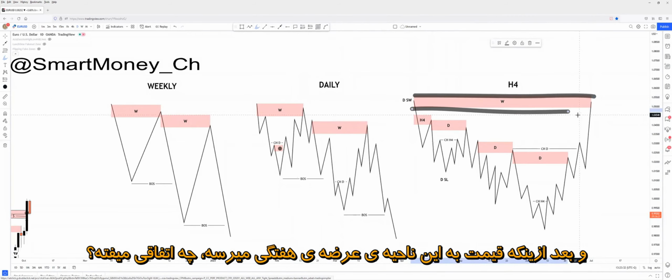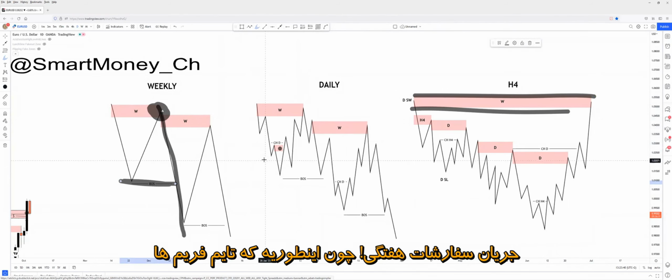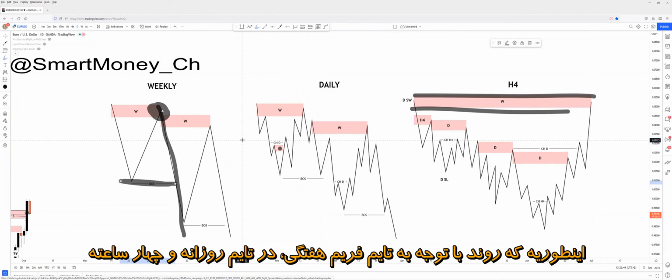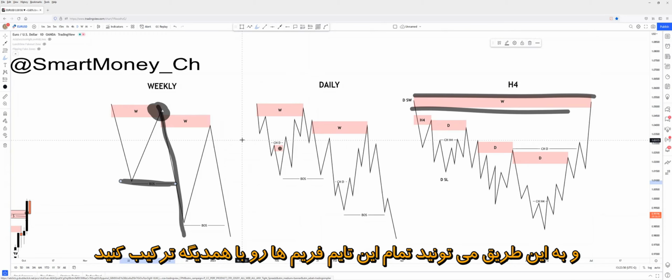And after this weekly supply zone is reached, what happens? Here's the point: another breakout structure to the downside on a weekly order flow chart. Because this is how the time frames are switching between one another. This is how the trend is switching on the daily, on the 4 hour, according to the weekly chart. And this is how you can combine all of these time frames together.